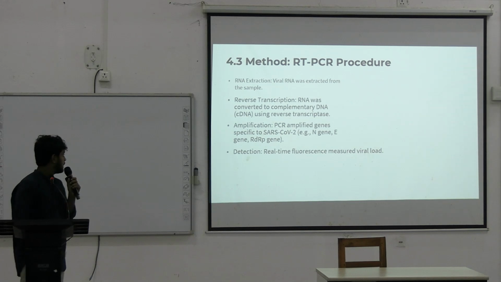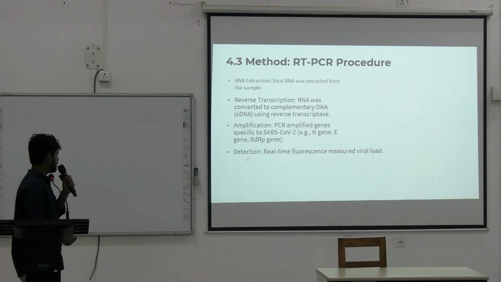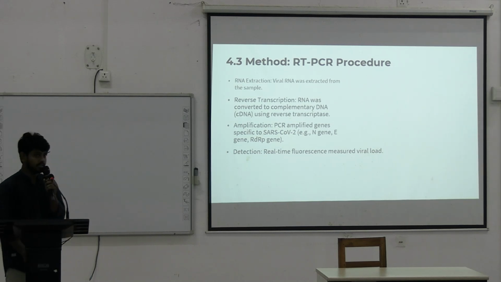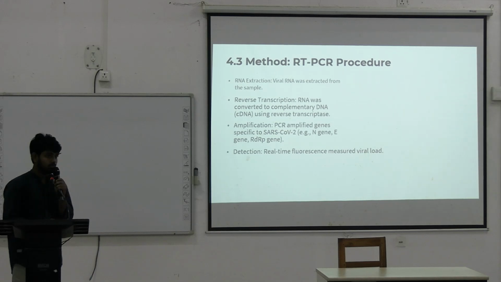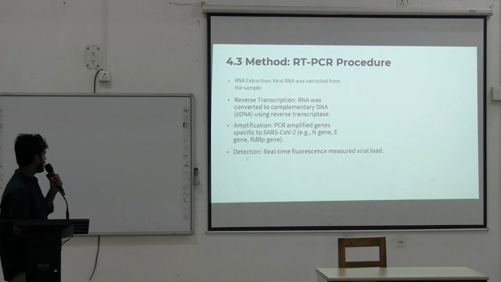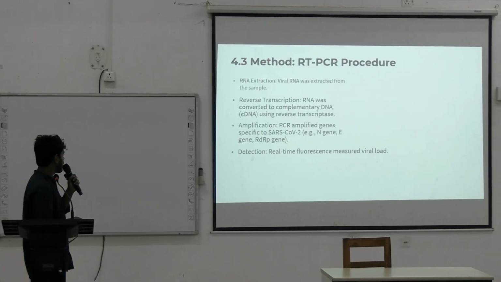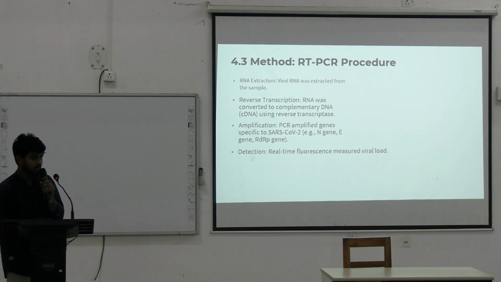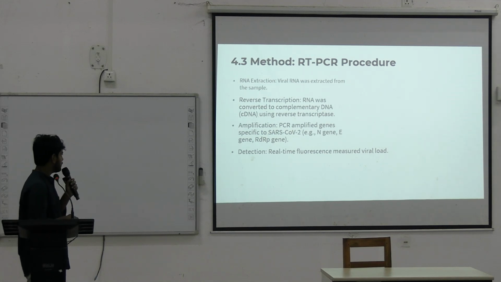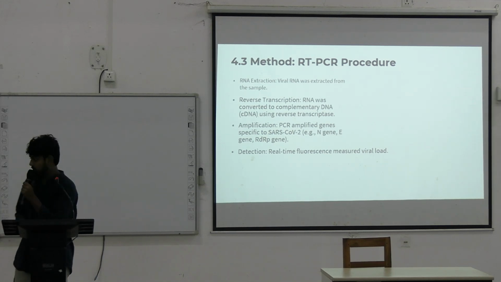PCR amplified gene specific to SARS-CoV-2, severe acute respiratory syndrome coronavirus 2. Some examples of this gene are N gene, E gene, RDRP gene, RNA dependent RNA polymerase gene. One point to be noted: they produce RDRP gene because they lack DNA, so they cannot use the host DNA polymerase. And the last, detection. Real-time fluorescence measures the viral load. And now I pass the mic to my next partner.